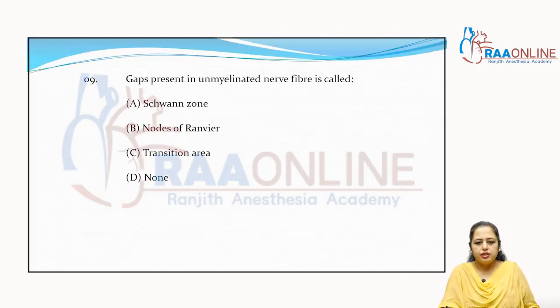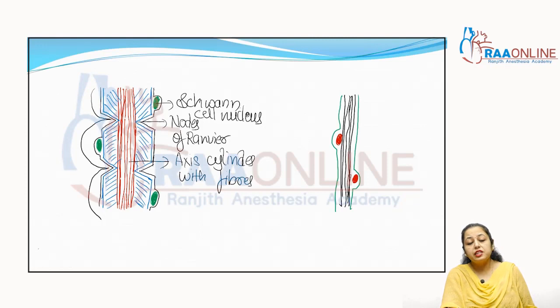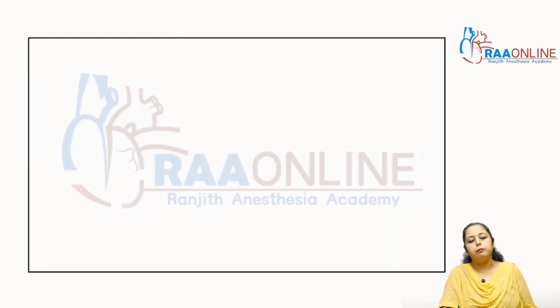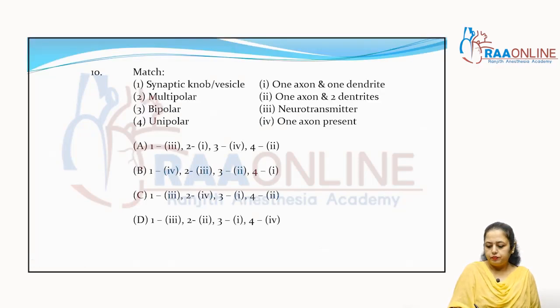Now come to the next question, about the gaps which are present in unmyelinated nerve fibers. Unmyelinated nerve fibers means the myelin sheath is absent, and as you can see here there is no gap. Gaps are present in myelinated nerve fibers. So the answer is none. Clear? Come to the next one.